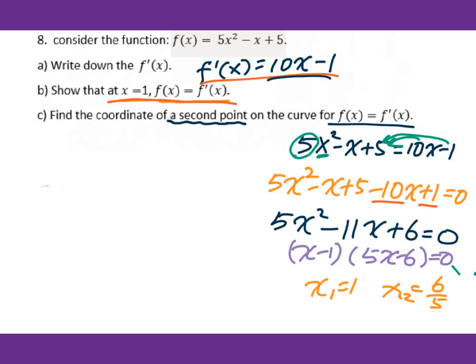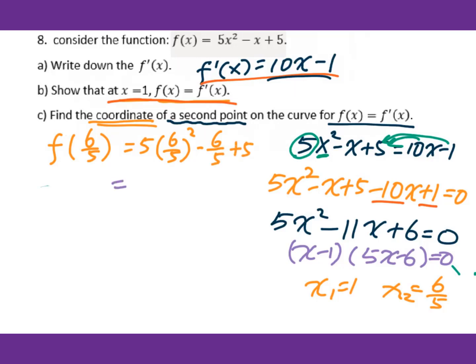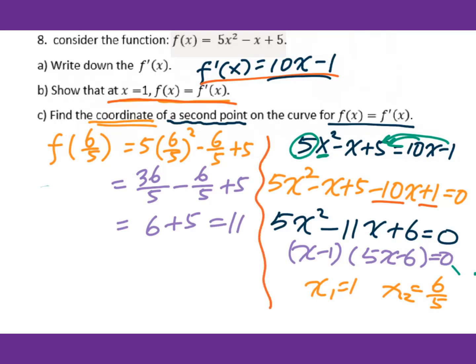So I'm looking for the coordinate. Therefore, I have to do f of 6 over 5. Plug into the original function: 5 times 6 over 5 squared minus 6 over 5 plus 5. So we have 36 over 5 minus 6 over 5 plus 5. 6 plus 5 equals 11. The coordinate of the second point will be (6 over 5, 11).